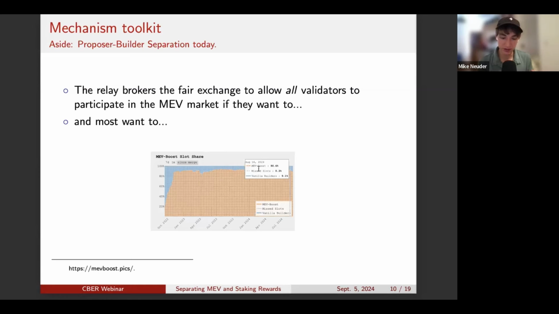The other two proposals, execution auctions and MEV burn, don't exist yet. They're research ideas that try to address some of these concerns of MEV Boost. But they're just that. They're not in production.